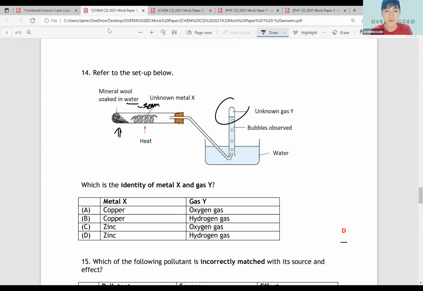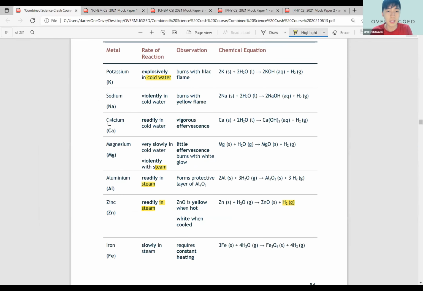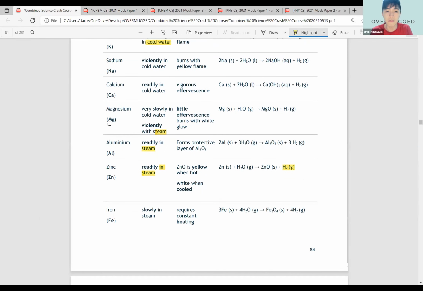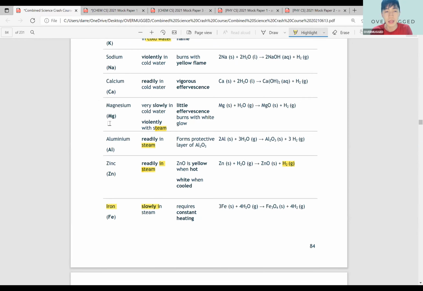So this unknown gas is obviously hydrogen. Between copper and zinc, which one should we choose? Take note, the last metal that can react with steam, and it reacts very slowly, is iron. Anything below iron in the reactivity series does not react with steam.